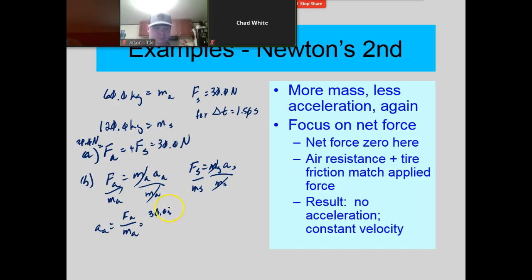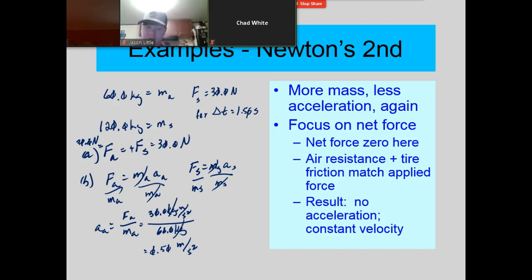Now, I'm not going to write it as newtons. I'm going to write it as fundamental units, kilogram meter per second squared, divided by the mass of the astronaut, well, that was 60 kilograms. So the kilograms go out, and this is 0.50 meters per second squared. Okay, I couldn't read my writing there.